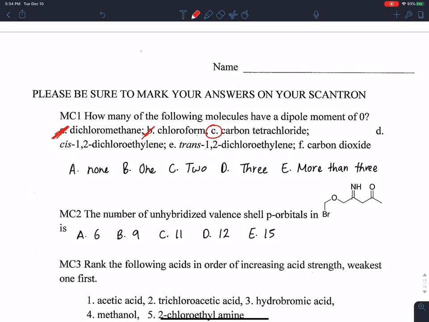Next one, cis 1,2-dichloroethylene, like that. This one also has a dipole. You're going this way. Then you have trans of the same thing. Well, that one doesn't have a dipole. Everything cancels out. So this is another one. And then carbon dioxide looks like this. You're not moving in this one either, so this one also doesn't have a dipole. So in the end, you have 3 of them that have a dipole of 0. So the answer would be 3, and those are the circled ones.